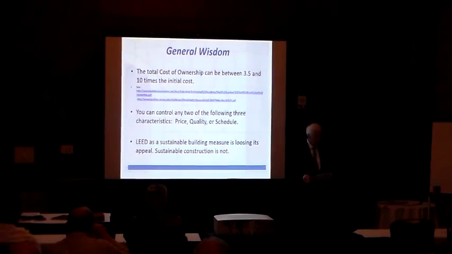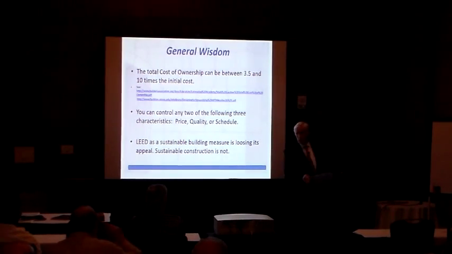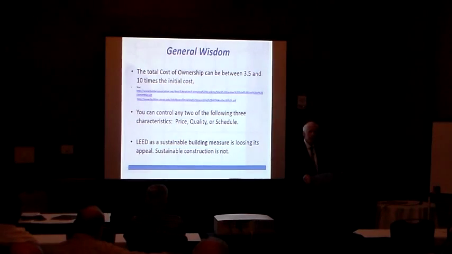Another general point of wisdom is you can control any two of the following things: price, quality, and schedule. And you can have any two that you want. You cannot have the third one unless something is really unusual and everything works out well. That is not to say that all three of them can't be satisfactory, but you're going to control any two of those.